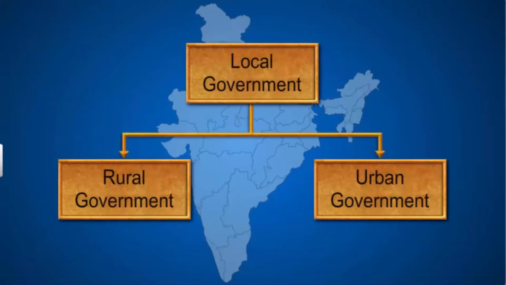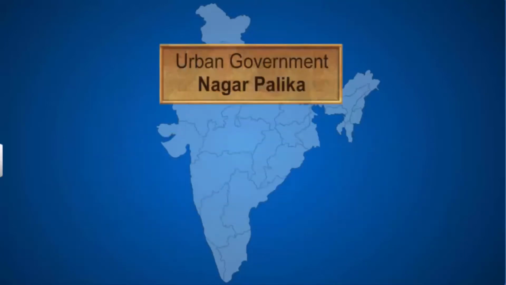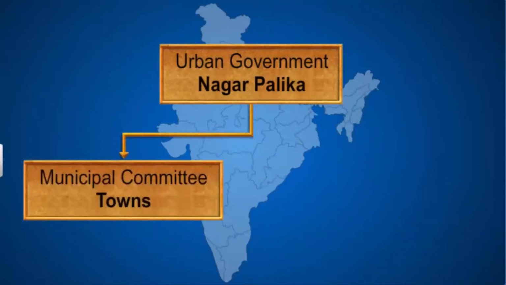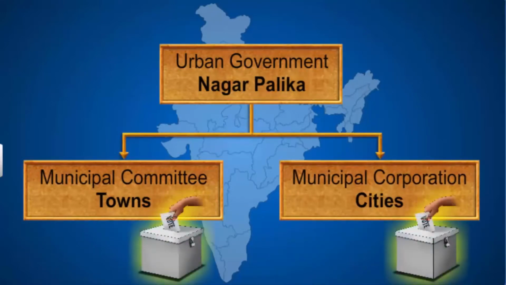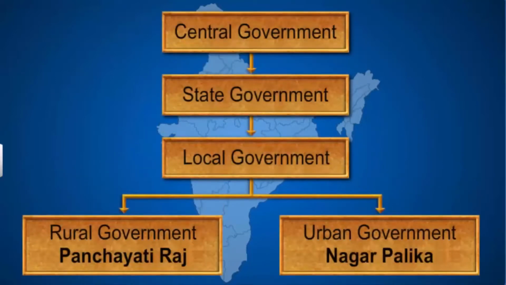The urban local government or Nagar Palika comprises the municipal committees in towns and municipal corporations in big cities. The members are elected by the people. The three-tier system of government is the largest experiment in democracy conducted anywhere in the world. However, it's facing a few problems.